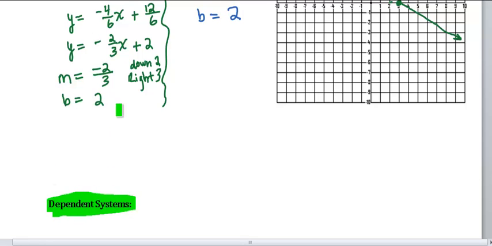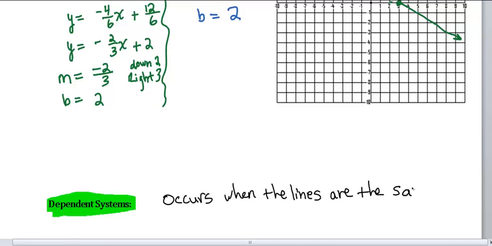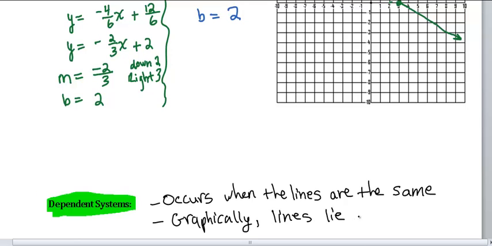It occurs when the lines are the same. Graphically, we say the lines lie on each other or on top of each other. That means we have infinitely many solutions. There's infinitely many solutions to this dependent system.